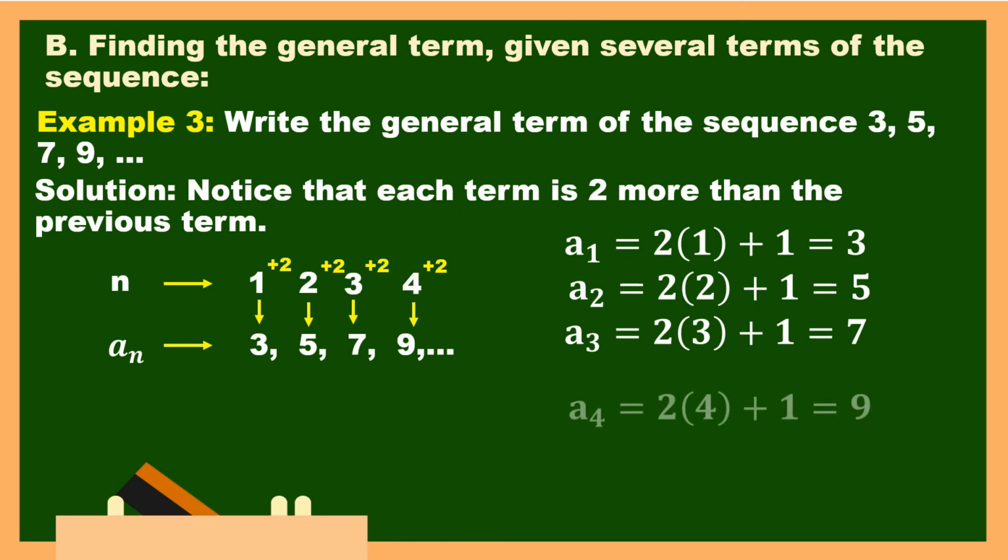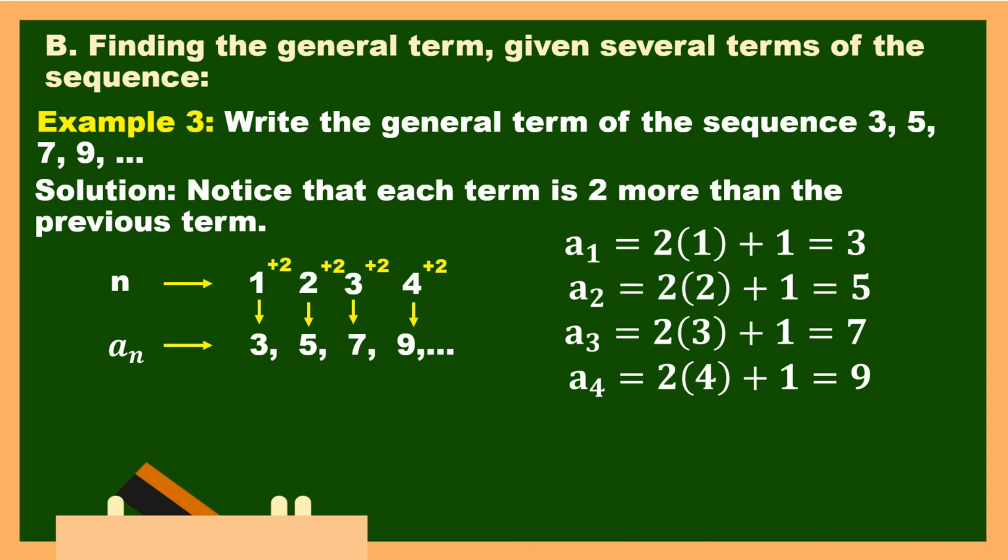And for the fourth term naman, si n ay papalitan natin ng 4. So, a sub 4 is equal to 2 times 4, which is 8, plus 1 equals 9. At yun naman ang ating fourth term. So, pwede pa nating makuha ang panglima hanggang pangilang pang terms ng sequence kung ipagpapatuloy natin siya.